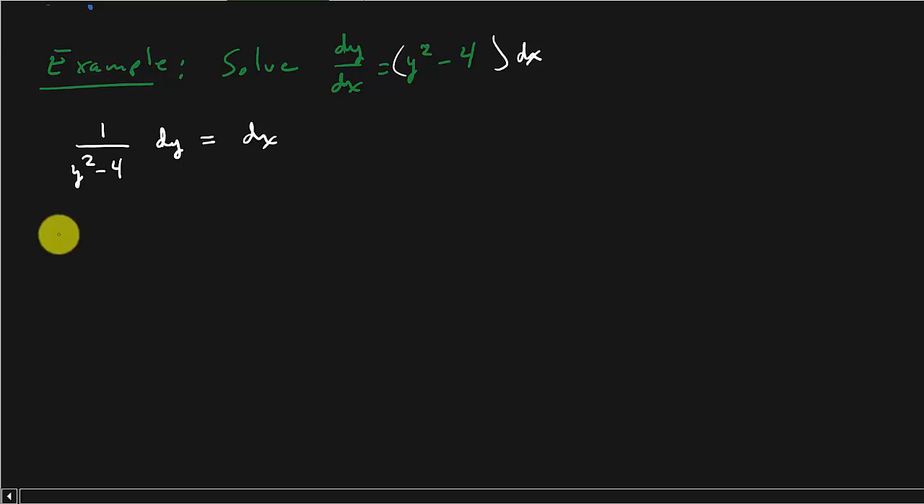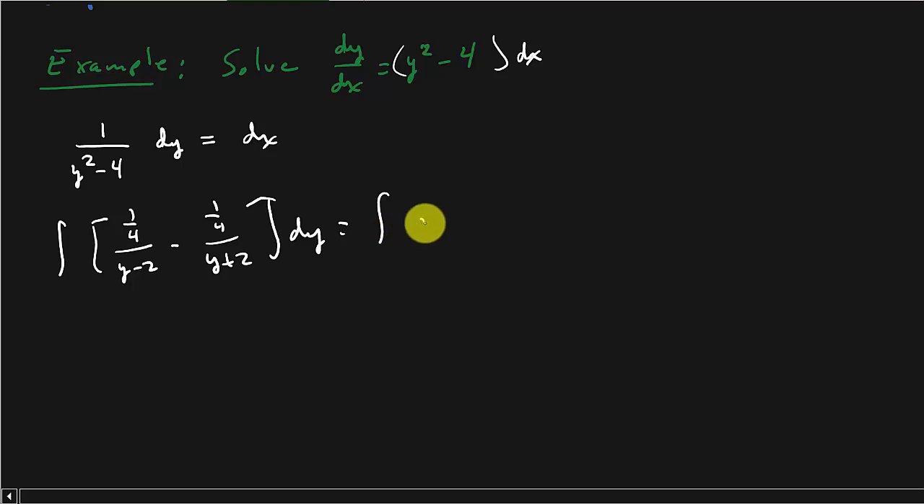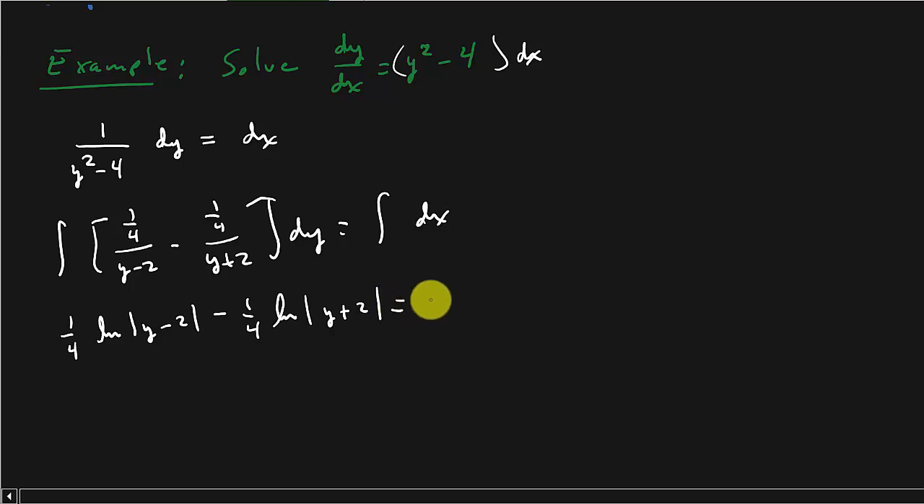So let's integrate both sides. I've got the integral of 1/4 over y minus 2 minus 1/4 over y plus 2 dy equals the integral of dx. Integrating both sides, I'm going to get 1/4 natural log of the absolute value of y minus 2, minus 1/4 natural log of the absolute value of y plus 2, equals x plus, and let's call that C1.